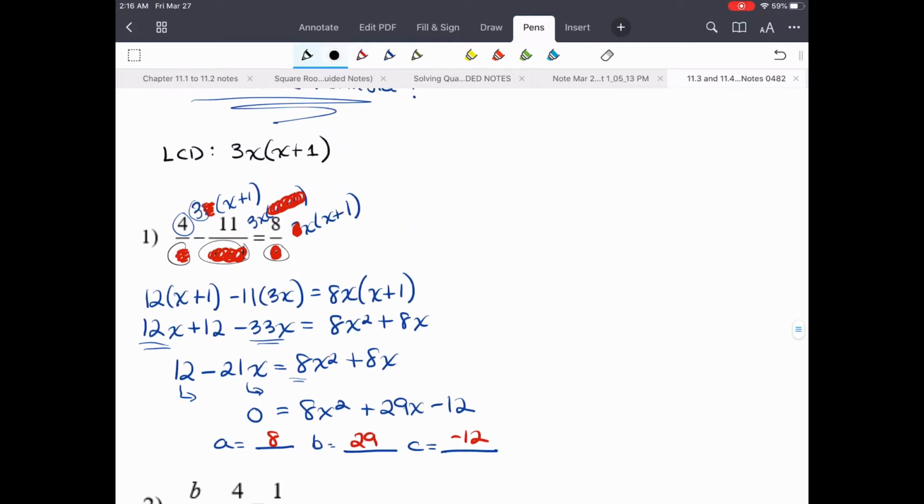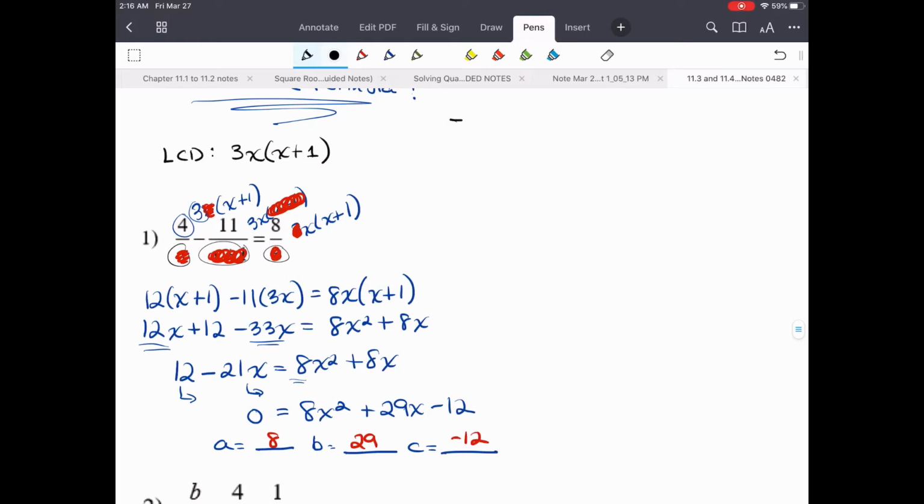So now I'm going to go to the quadratic formula, and I'm going to do what I was doing before, which is I'm going to put in parentheses wherever there's a letter.